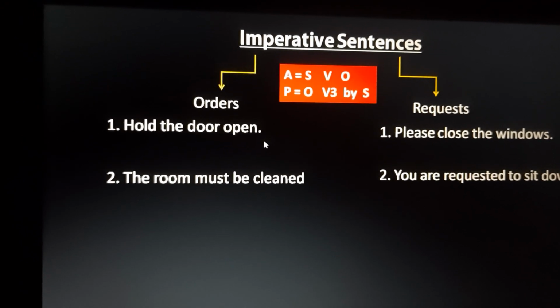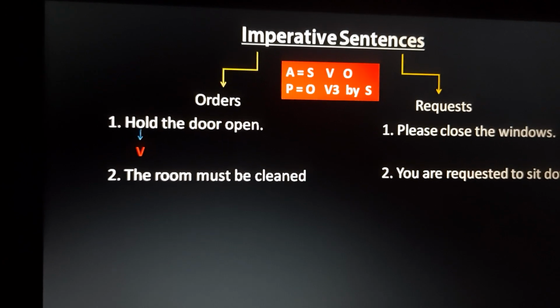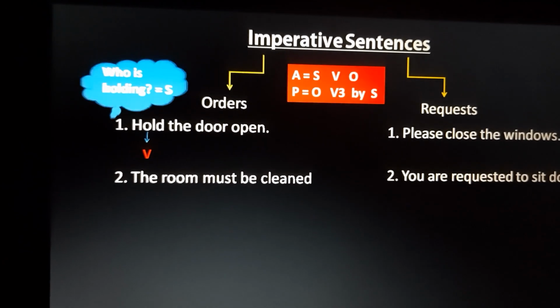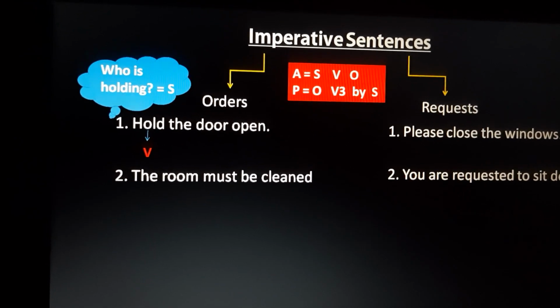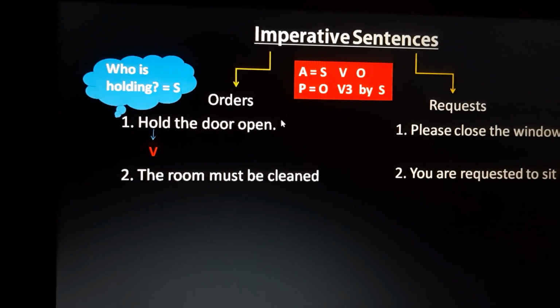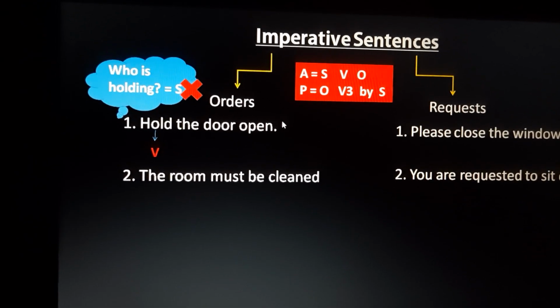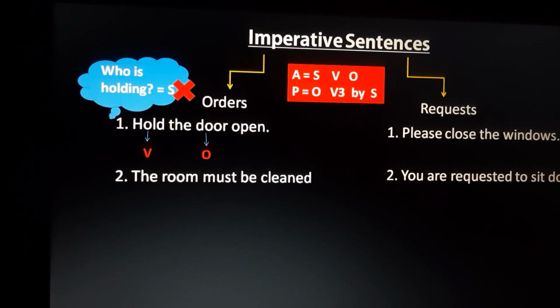"Hold the door open." In this example, hold is the verb. The doer of the verb should be the subject. That means who is holding will be the subject. But looking at the sentence, we can see that there is no subject mentioned here. So there is no subject. Door is the object.